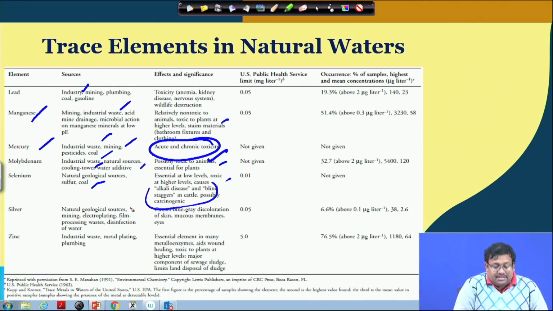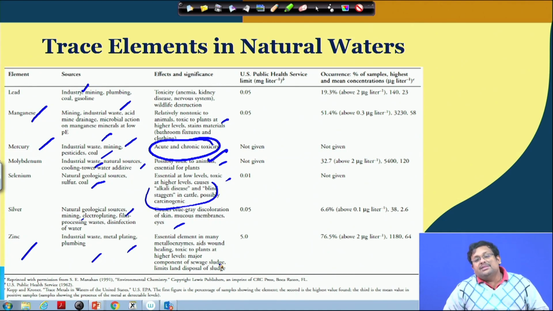Silver also comes from natural geogenic sources, and we can also find it in mining and electroplating industries. It causes blue-grey discoloration of the skin, mucous membranes and eyes. So, this is a deleterious effect. Zinc comes from industrial waste, metal plating and plumbing, and is an essential element in metalloenzymes, essential for plants, and also aids wound healing. So, as you can see, again, some of these trace elements have beneficial impacts and most of them have deleterious or hazardous impacts.